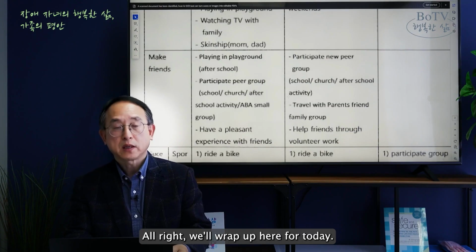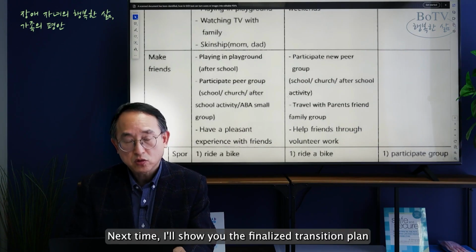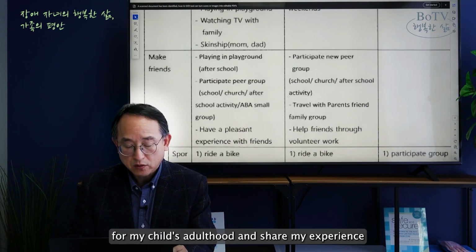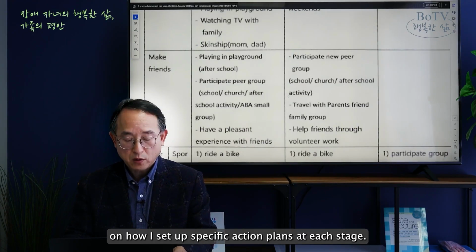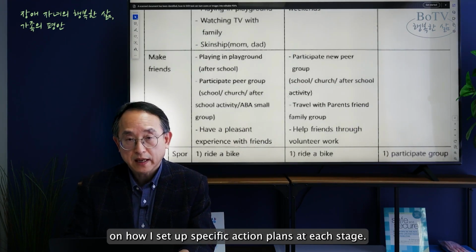All right, we'll wrap up here for today. Next time, I'll show you the finalized transition plan for my child's adulthood and share my experience on how I set up specific action plans at each stage.